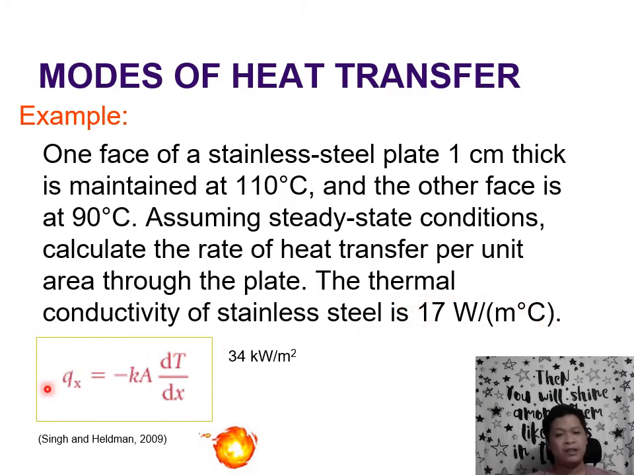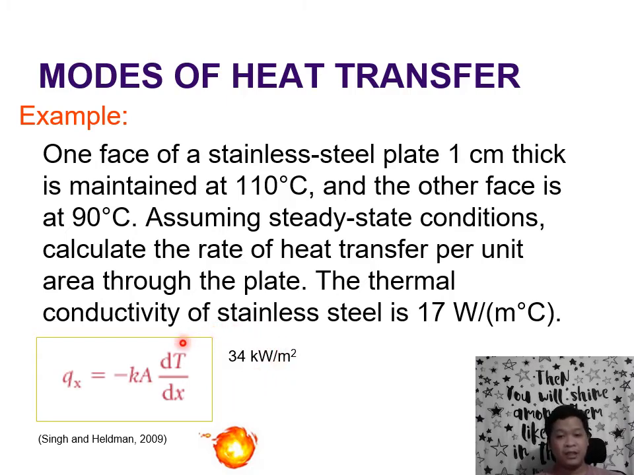Okay, so it's simple plug and play. Of course, the negative sign would be dependent on whether your delta T is 110 minus 90 or 90 minus 110. But since we're after the heat transfer, the sign is arbitrary as long as we know the magnitude of the heat transfer, no?